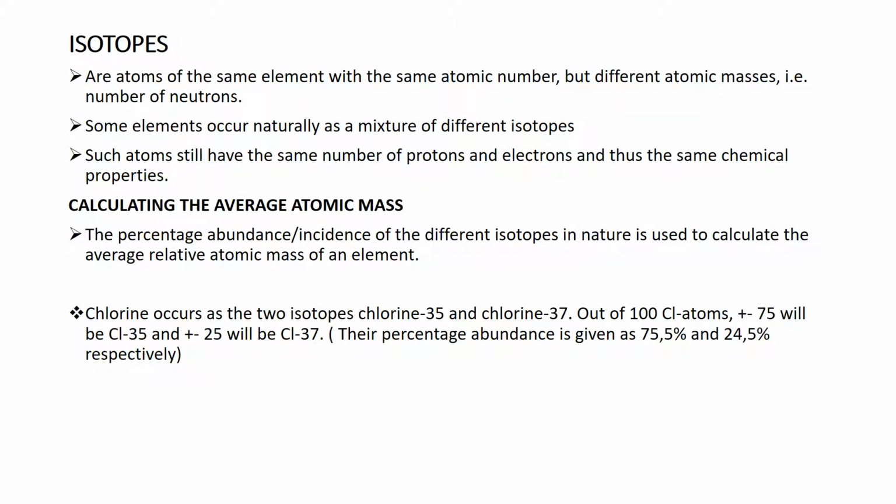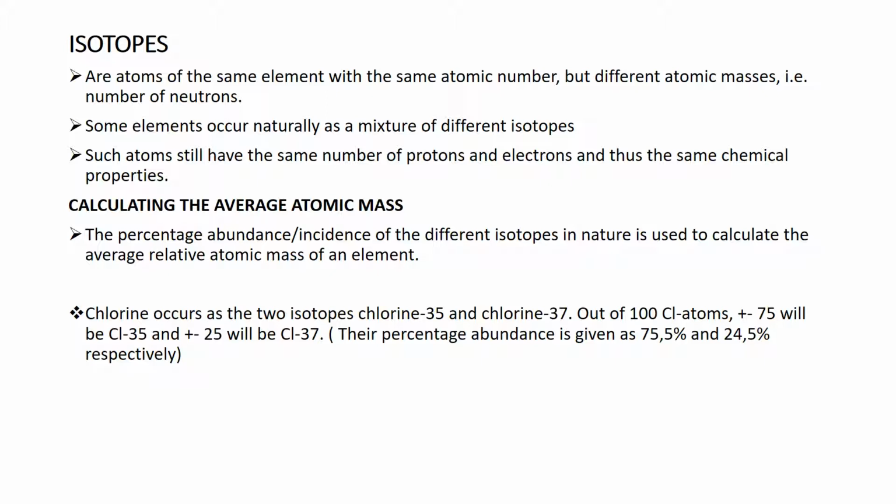Let's move on to isotopes. What are isotopes? They are atoms of the same element with the same atomic number but different atomic masses, namely different numbers of neutrons. So they have a different number of neutrons, but they have the same atomic number, meaning that they have the same number of protons. As I told you, the number of protons doesn't change.